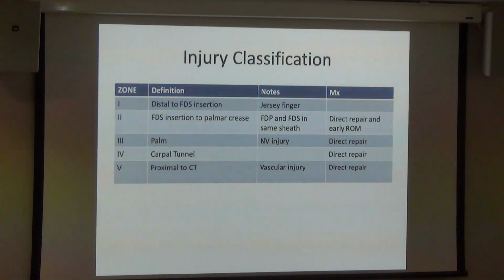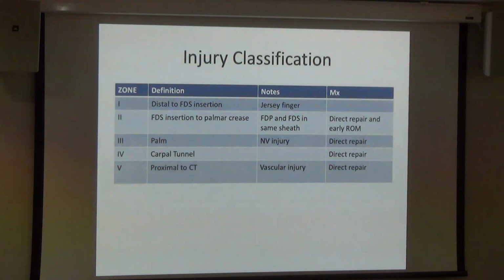Classification of tendon injury in the hand. Sorry, I'm a hand surgeon, so this is always going to happen. Jersey finger, it's distal to the FDS insertion. It's caused by the classic of putting your finger in someone's jersey playing rugby, and the finger gets ripped out. You can get a soft tissue jersey, or you can get a bony jersey.